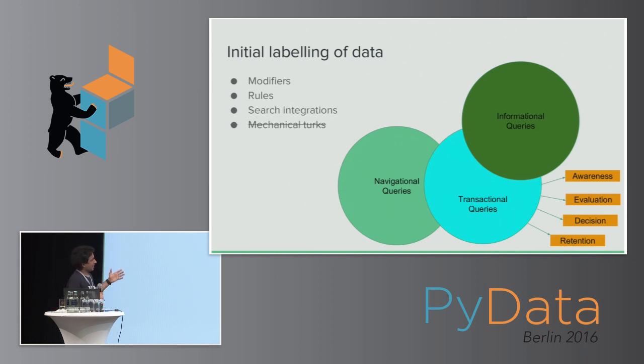So the queries are like navigational, transactional. Some navigational queries can be transactional. If you search for Samsung, maybe you want to buy a Samsung product, or you're going to the Samsung website. And of course, informational queries can also be transactional, and transactional queries are then further divided into awareness, evaluation, decision, or retention.